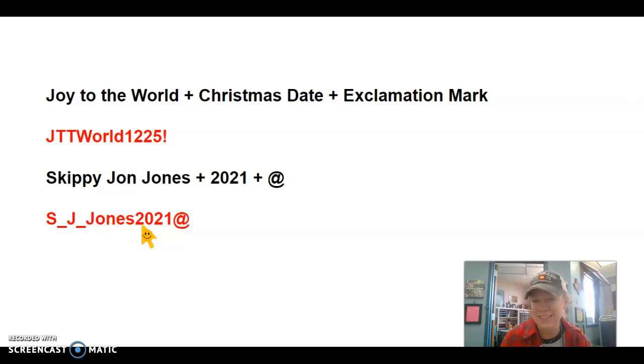Skippy John Jones, I picked good old Skippy. He's one of my favorite characters. And so this one, I did an S for Skippy, an underscore, not a space. It's a little symbol next to the zero. And then I did a J for John, an underscore. And then I spelled out Jones. And then I put 2021 because I am pretending that that's the first time I had read his book. I've read his book before 2021, but I put 2021 and then I put the fun at symbol. So that's a nice strong password.